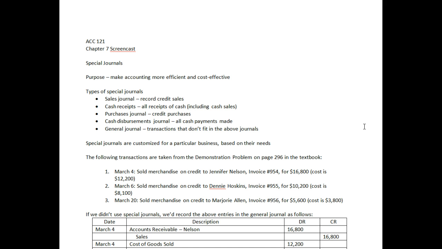That's the one you're used to using with the journal entries. And we still have that because there are a number of transactions that will not fit into those special journals listed previously. So we're still going to use the general journal in the format that you're used to.